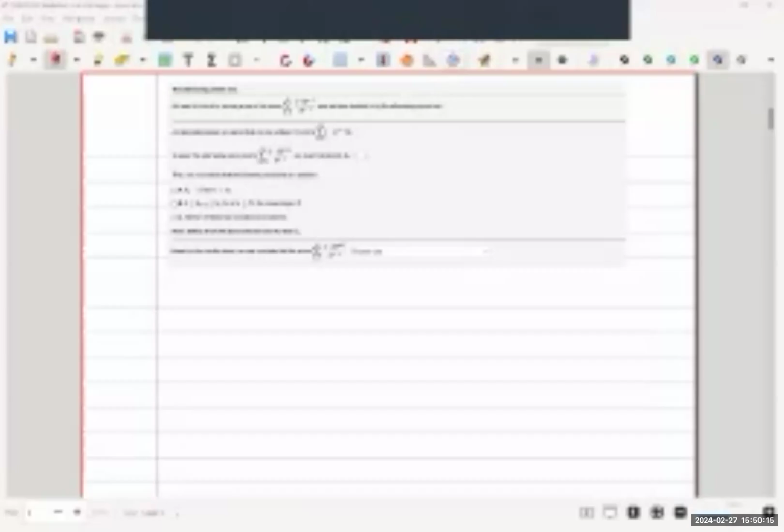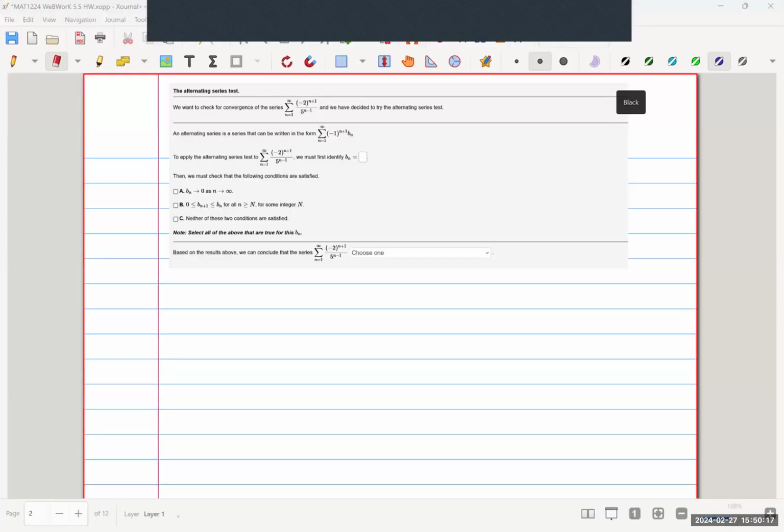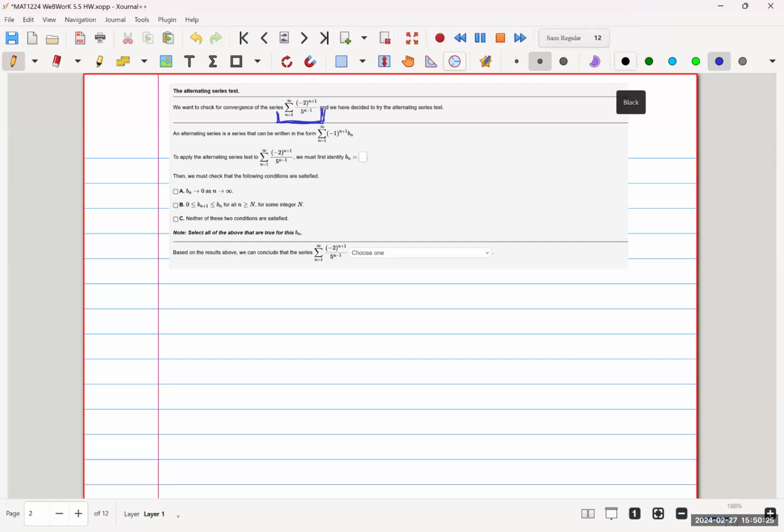All right, welcome back to WeBWork 5.5 alternating series. We are given a slightly more difficult problem this time around: -2 to the power of n plus 1 over 5 to the power of n minus 1. And our first task is to identify b of n.